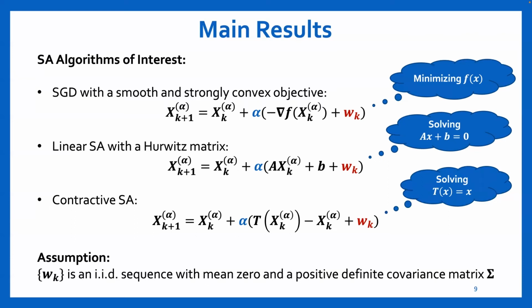The assumption we're going to make is that the noise sequence is an IID sequence with mean zero and a positive definite covariance matrix. This is a relaxation of the previous assumption where we assumed that the noise is Gaussian. In order to apply our results to, say, reinforcement learning algorithms, we need to further relax the noise assumption to Markovian. Now we assume it's IID. That's a future direction.